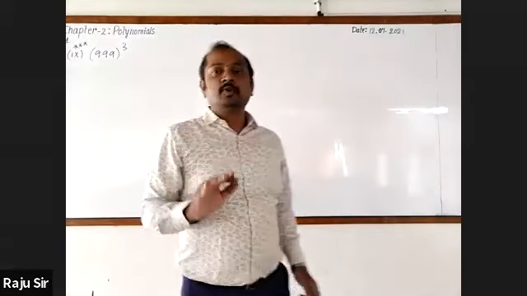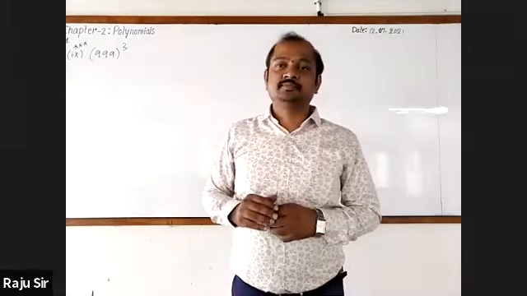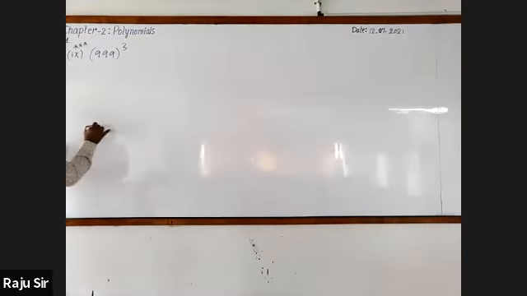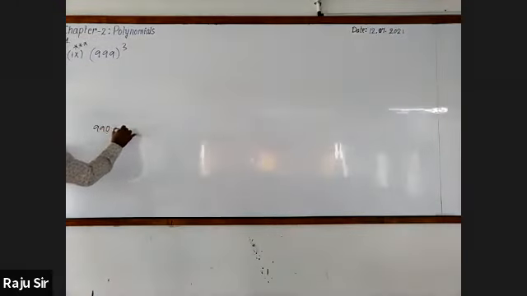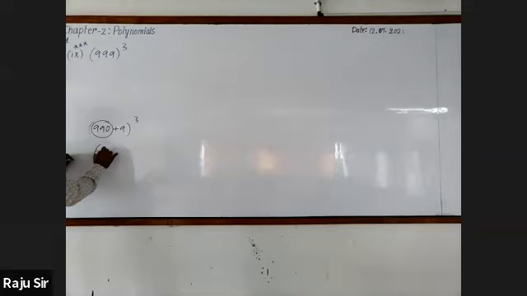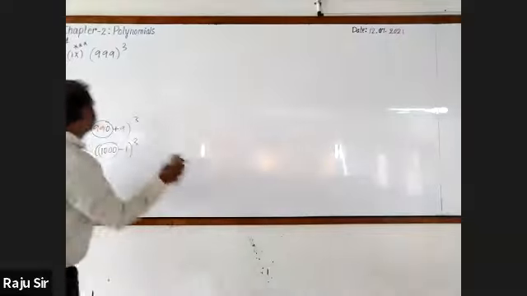A plus B whole cube, you find it difficult. Yes, sir, 990 cube is difficult. To find out the cube of this number, you find it difficult. That is why you can take this as 1000 minus 1 whole cube. So 1000 cube can be found out easily. Right.